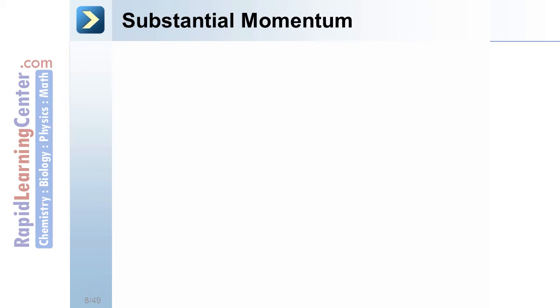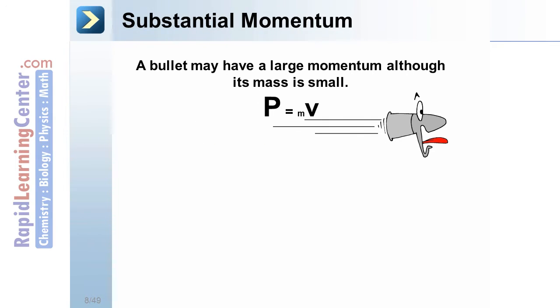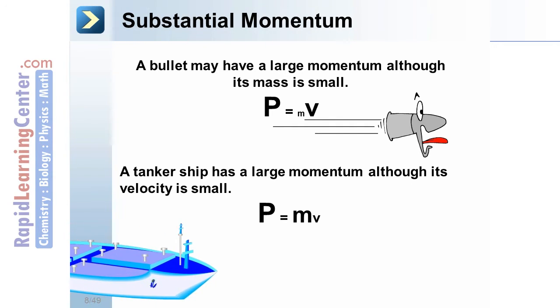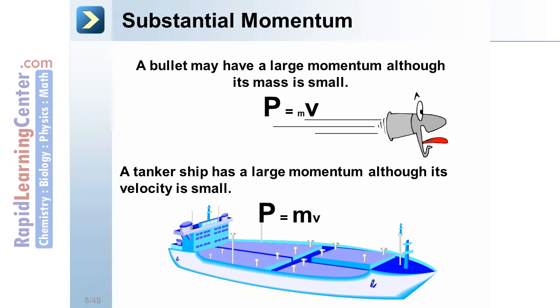Substantial momentum. A bullet may have a large momentum even though its mass is very small. This comes from the fact that the bullet has a very high velocity even though its mass is small. On the other hand, a tanker ship may have a large momentum even though its velocity is very small. This comes from its mass being very large in spite of the small velocity.